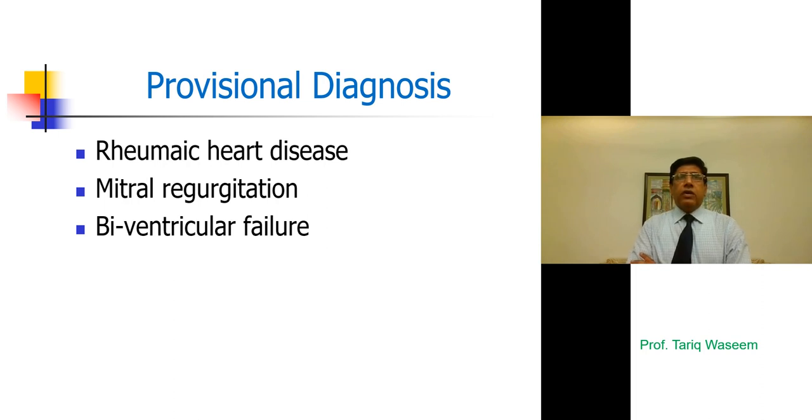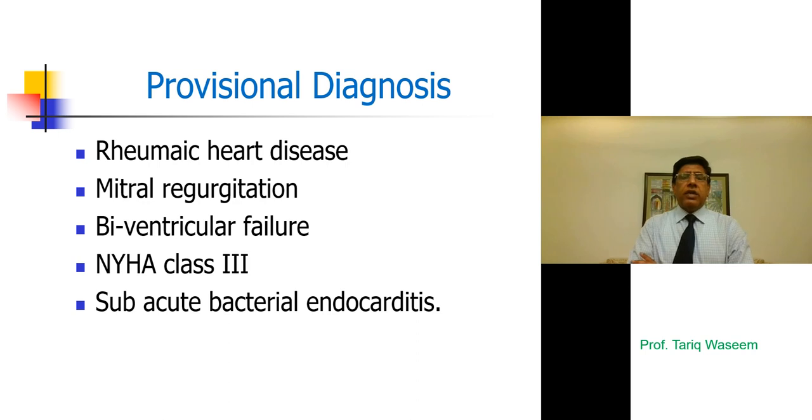There is evidence of biventricular failure. He has raised jugular venous pressure suggesting right heart failure. He has bilateral basal crepitations and a third sound suggesting left heart failure. And of course, he is at the moment in functional class 3 as far as his dyspnea is concerned. But the most important thing is the features suggestive of subacute bacterial endocarditis. His fever, malaise, ill health, loss of weight, some non-specific joint pains, they all suggest a possible endocarditis.